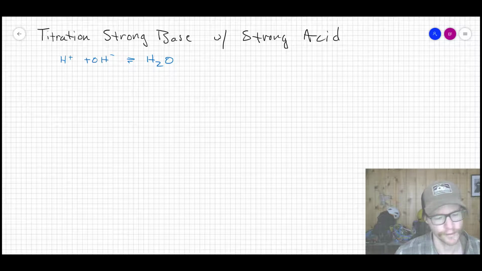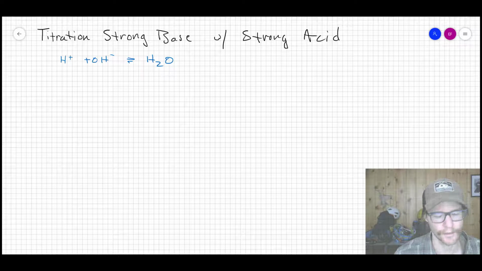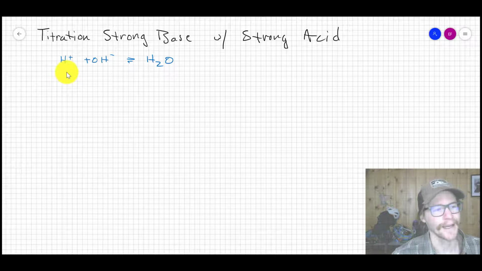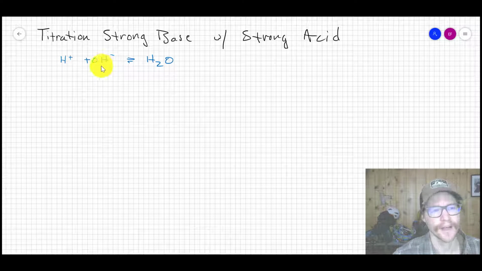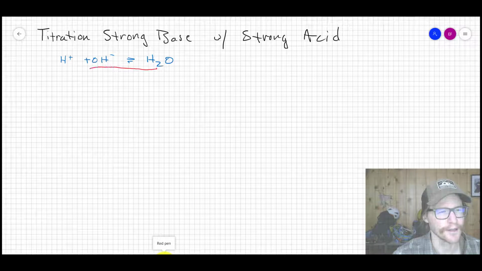So we're going to walk through several different acid-base titration scenarios, starting with the simple one, which is just titrating a strong base with a strong acid. And so that looks like just adding pure protons to pure hydroxide groups to make water. And if you think about this, this is the reverse of the dissociation of water.